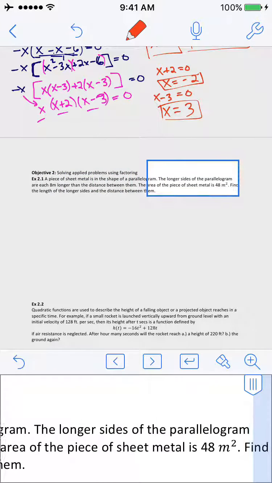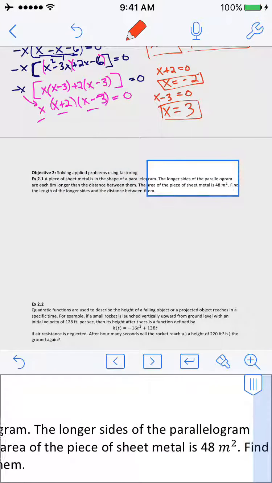There's some things in here that sound important. Parallelogram sounds pretty important, right? The longer sides are each 8 meters longer than the distance between them. That sounds important. Area is 48 meters squared. That sounds important. And find the length of the longer sides and the distance between them. Okay, that's the question, right? Notice I took giant sentences like the area of the piece of sheet metal is 48 meters squared. I only underlined area and 48 meters squared. That's all I cared about. If I even wanted to make a list down here, that might be even more beneficial.